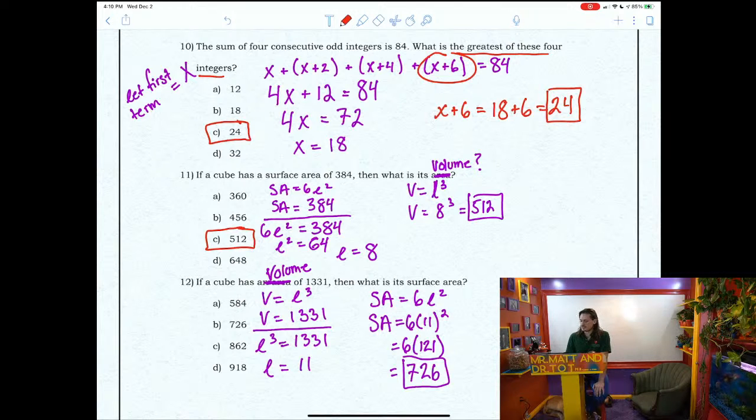So the side length of this cube is 11, so the surface area is going to be 6 times 11 squared. That's going to be 6 times 121, which is 726. So the answer to number 12 is B.